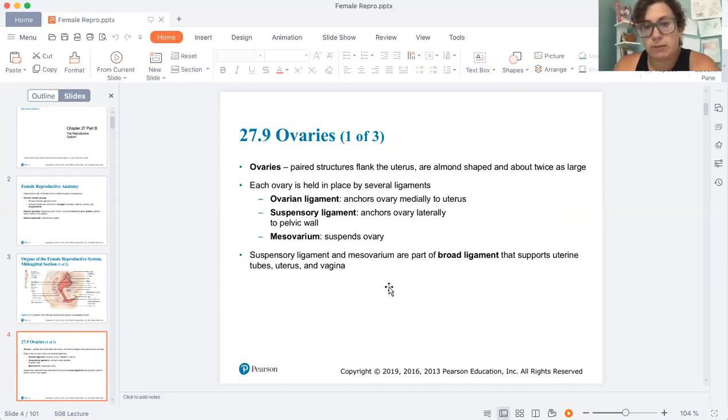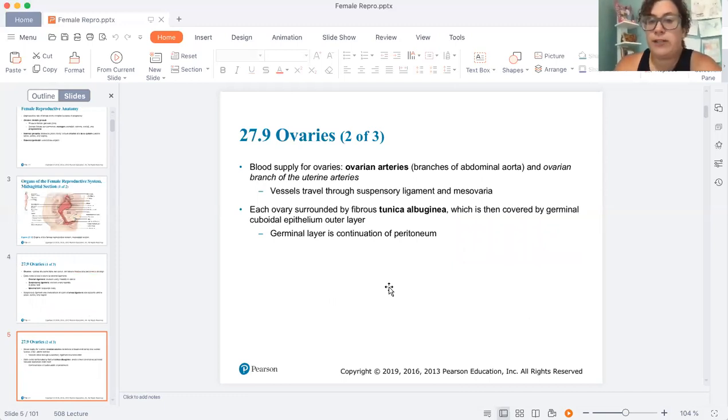The ovaries are two almond-shaped little nuggets that hang out at each side of the uterus, held together by ligaments. One of the most important ligaments to know about is the broad ligament, because it supports the entire uterine aspect. Ovaries have their own blood supply, called the ovarian arteries, a branch off the abdominal aorta, and they also get a branch of the uterine arteries. This is important to know because of ovarian torsion, which can happen in males as well, where the ovaries, even though attached to that ligament, turn on themselves and strangulate themselves. Each ovary has a fibrous cover called the tunica albuginea.